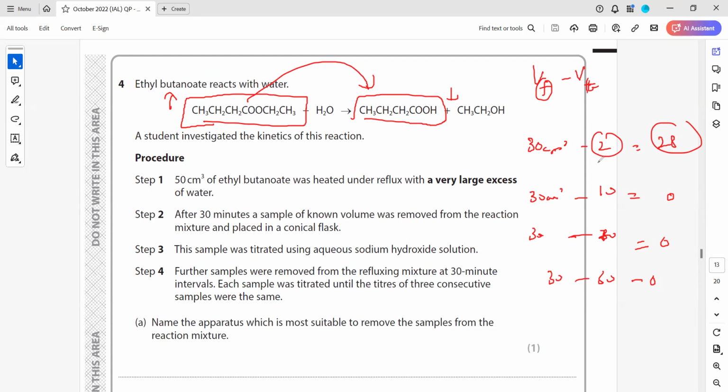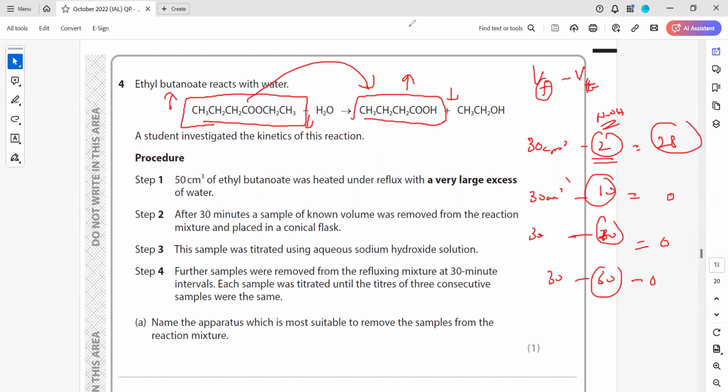If there is a small quantity of butanoic acid, a small amount of sodium hydroxide is needed for the reaction. But as the reaction progresses, the amount of ethyl butanoate will decrease and the amount of butanoic acid will increase. So if the amount of butanoic acid increases, the difference will get smaller.